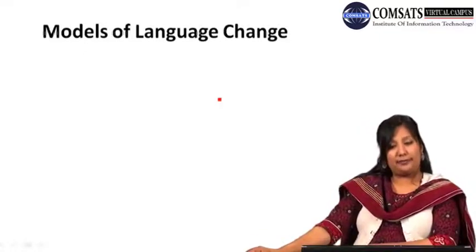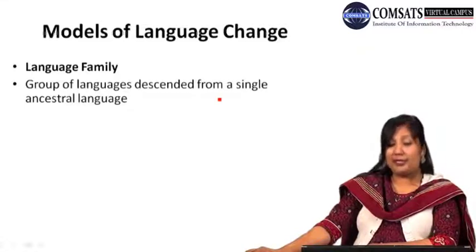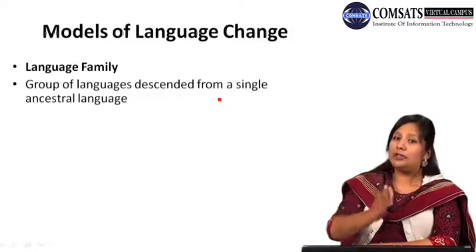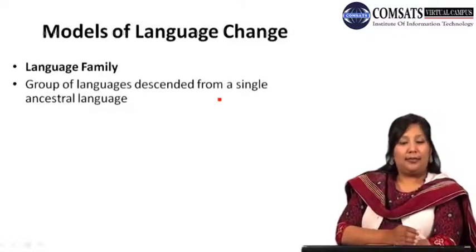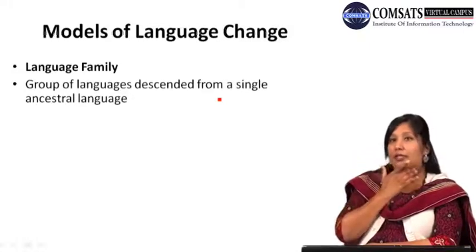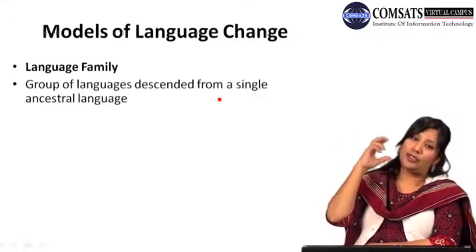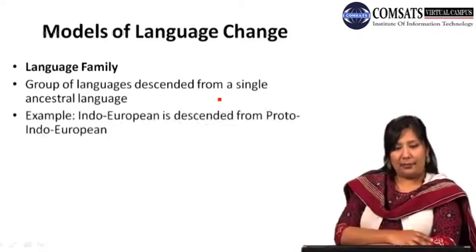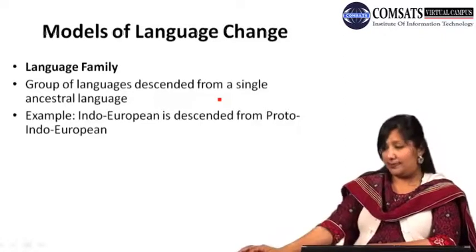Models of language change. The first one is language family, a group of languages descended from a single ancestral language. This is what we have already discussed in detail: a language family is a family of languages that have descended from the same origin. An example is Indo-European, which descended from Proto-Indo-European, PIE.